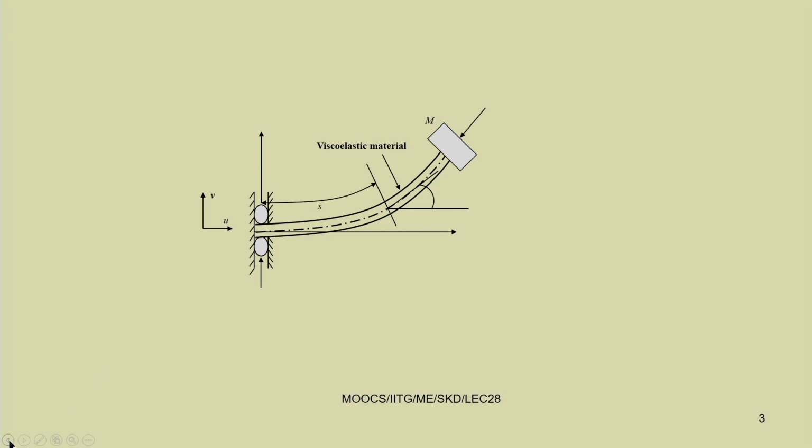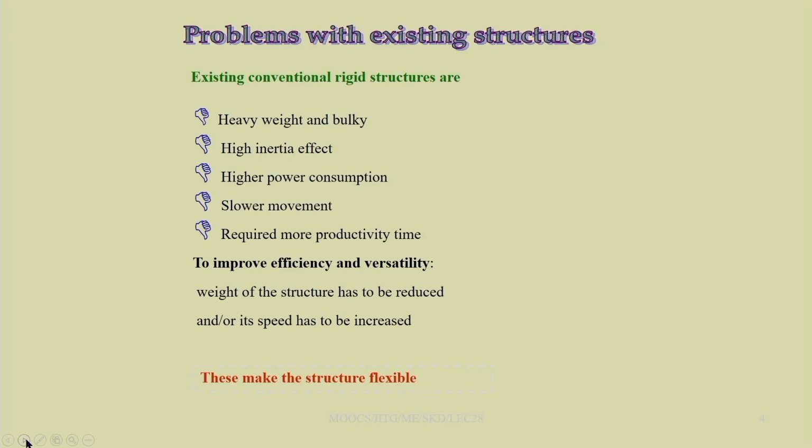Let us see why we want to make the structure flexible, or what are the problems with the existing structure. Existing conventional rigid structures are heavyweight and bulky, with high inertia effect, higher power consumption, slower movement, and require more productivity time. To improve efficiency and versatility, the weight of the structure has to be reduced or its speed has to be increased. So, for that purpose we have to make this structure flexible.